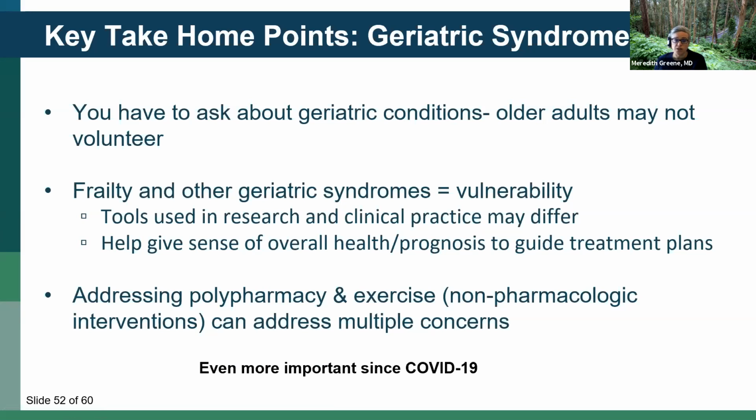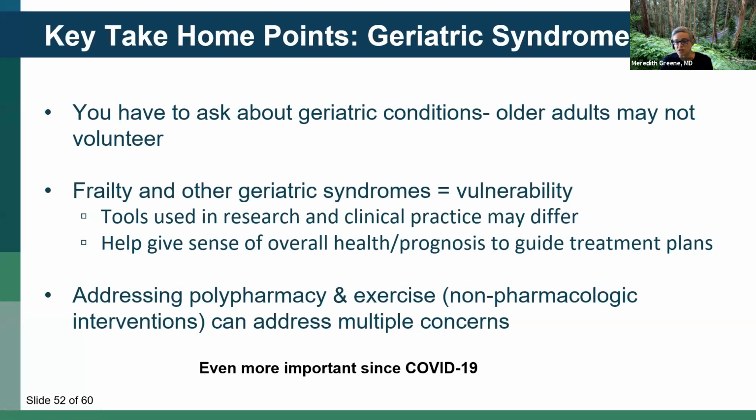Really, what all of these things, especially frailty and other syndromes, are trying to capture is this vulnerability to poor outcomes. And we talked about, for frailty, some of the tools used in research and clinical practice may differ. And ultimately, hopefully, we can find ways to better align them. And then really these frailty assessments, the assessments of functional status, also help give a sense of someone's overall health and prognosis, which comes back to coming up with those individualized treatment plans for someone with multimorbidity. And also, the syndromes have shared risk factors.